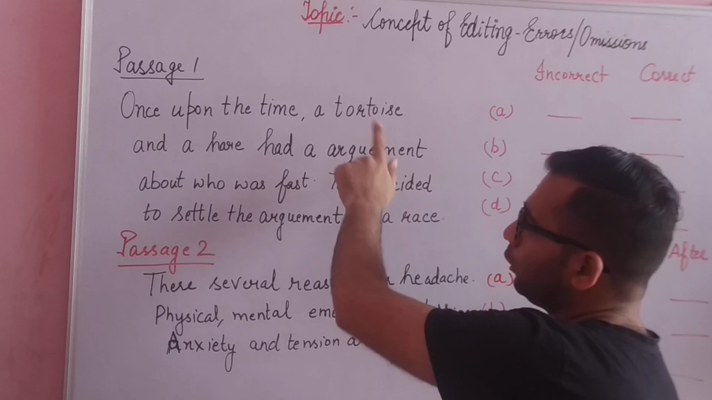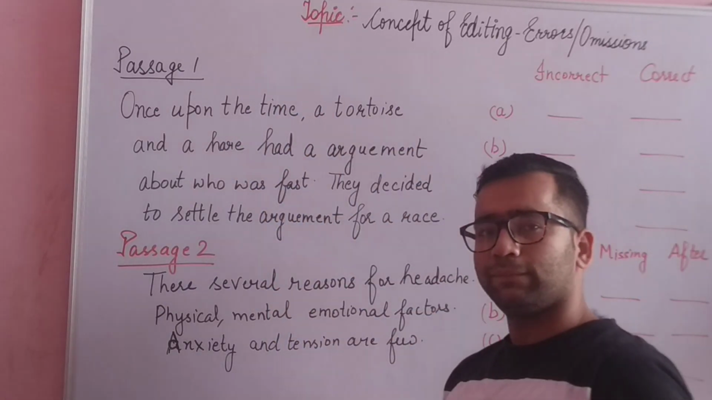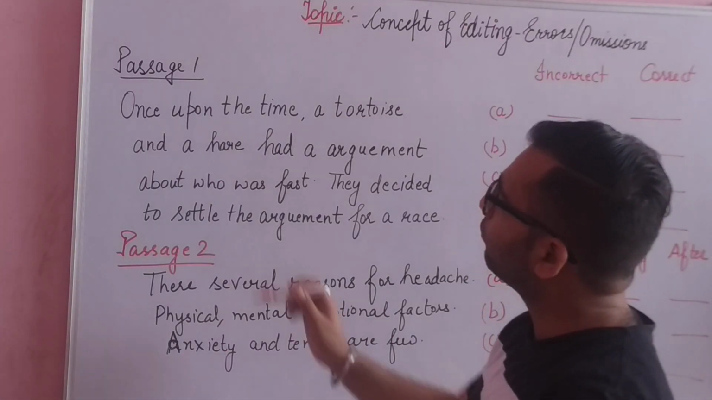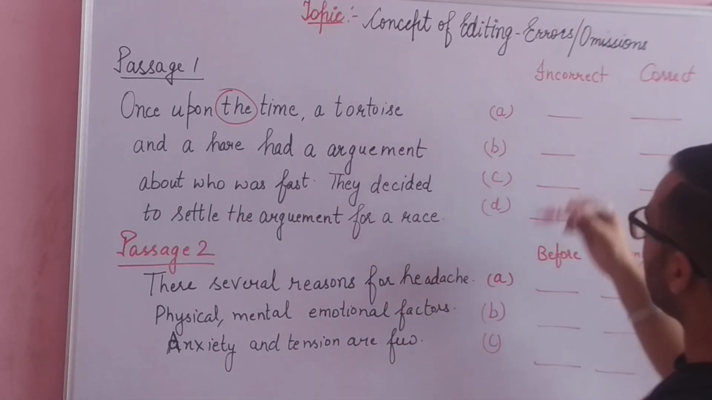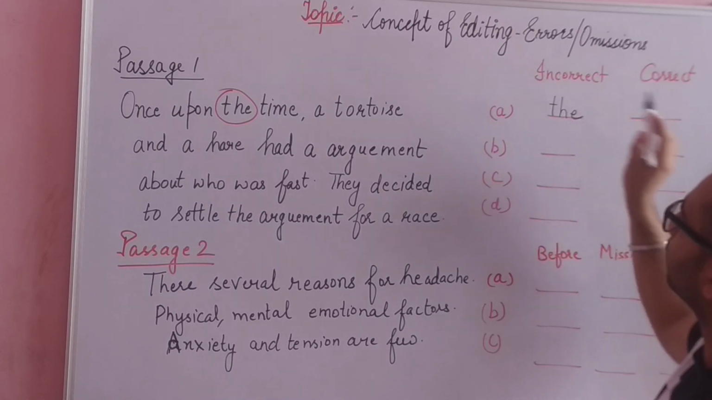The article a is used here. A tortoise is okay. Once upon the time: do we use the with time? No. So simply we can find that the is an error. Our first part is done. The incorrect thing, the error, is the.